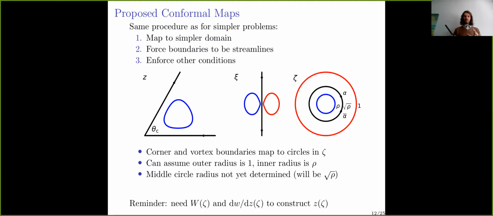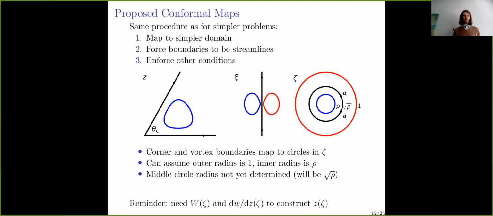And we can imagine this being stretched or shrunk. We can assume the outer radius is 1 and that we just don't know what the inner radius is. We can call it rho. The middle circle radius, which corresponds to the corner boundary itself, isn't yet determined, but we'll see that it's square root rho. So just as a reminder, what we're trying to do is construct W and dW/dz, the complex potential and the complex velocity in the annulus.